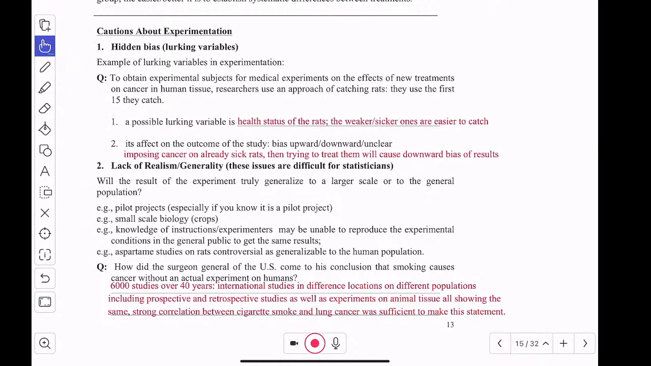Here I asked about using rats that you catch in a field. To obtain experimental subjects for medical experiments on the effects of new treatments on cancer in human tissue, researchers use an approach of catching rats in a field. They use the first 15 they catch. So what's a problem with that? What's a possible lurking variable? Something that influences your outcome, but you aren't considering when conducting the experiment.